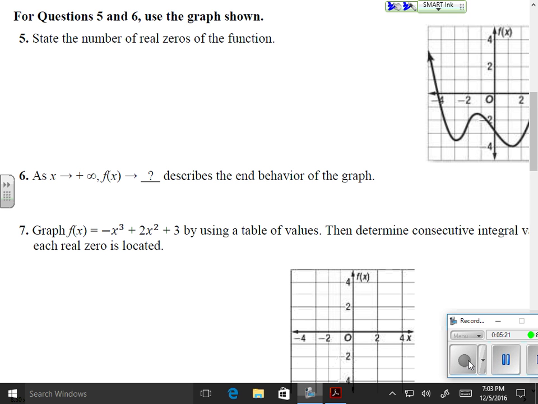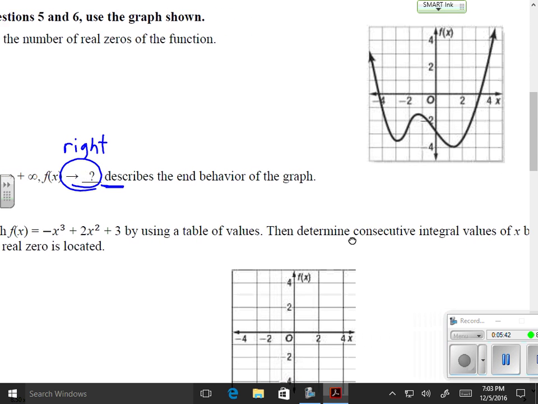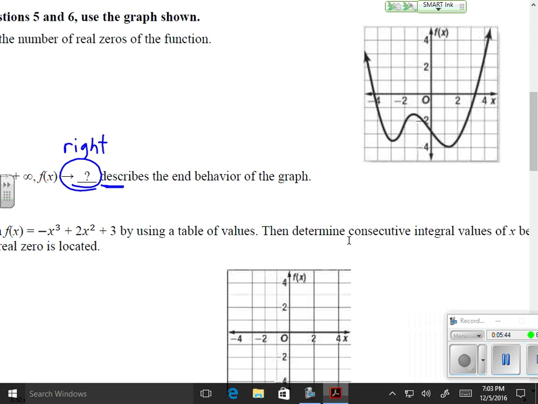In number 6, we're asked, what does f of x do? In other words, what does the y value do? What does the graph do, up or down, as the x goes to positive infinity? That's to the right. What does this graph do as we go to the right? This graph is going to increase as we go to the right. So it's going to go up, which means we're going to positive infinity.